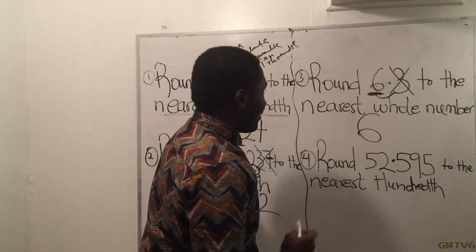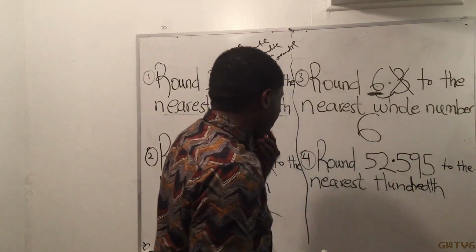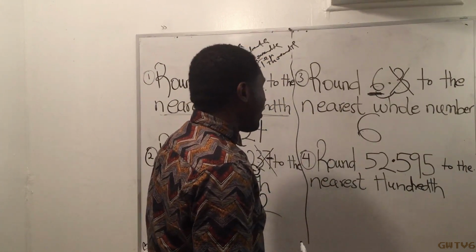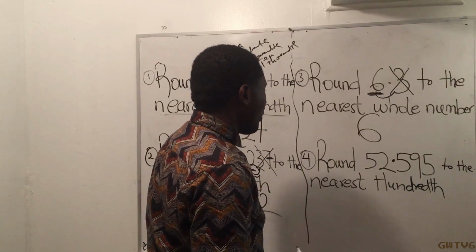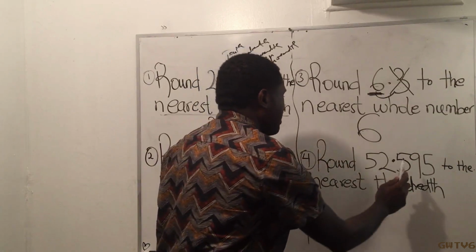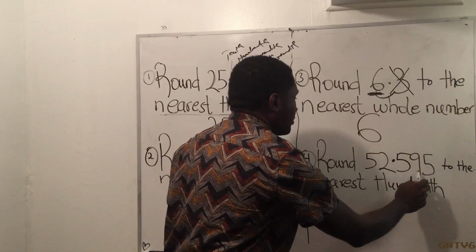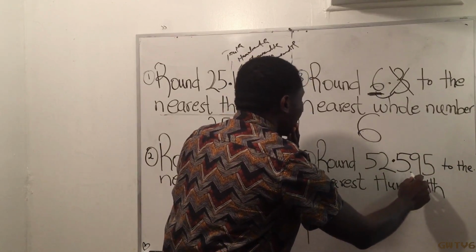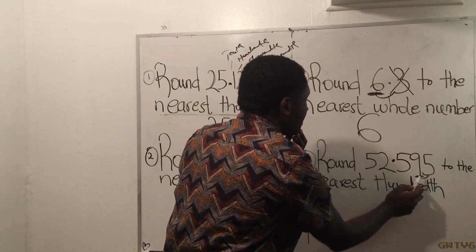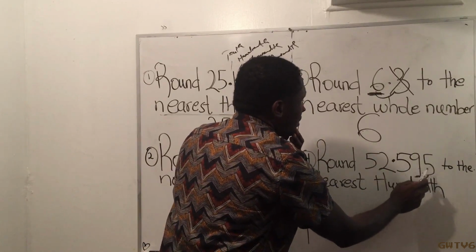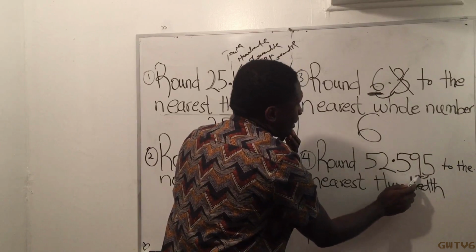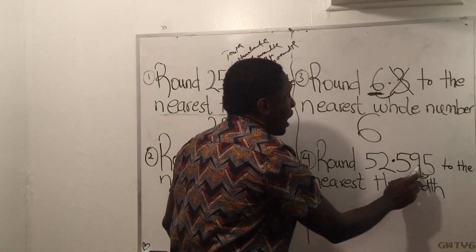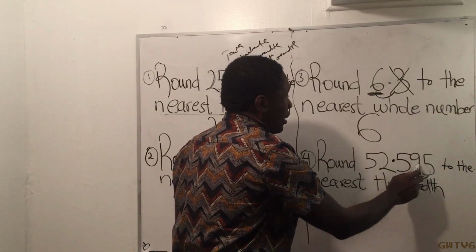Let's see this one also. All right, I want to make sure I got this, okay? So here I'm supposed to round 52.595 to the nearest hundredth. So where is the hundredth place at? This is my tenth. This is my hundredth. So I put a line right here. But I'm still going to check this next number right here to see what's going to happen to the hundredth place. But then this next number is 5 or more. So that means this is going to go up by 1.